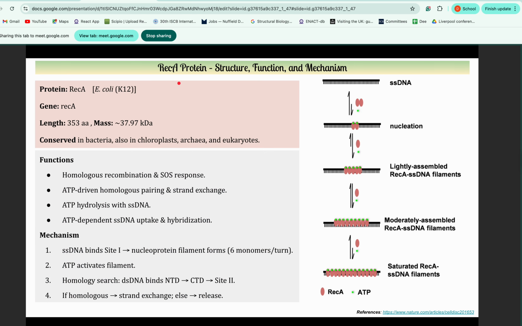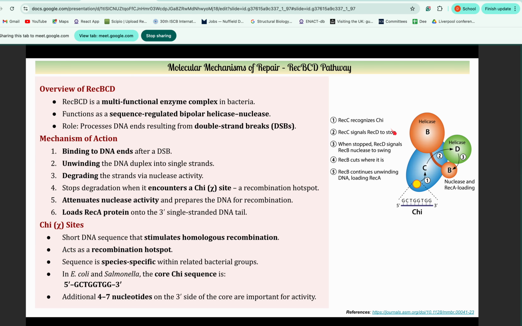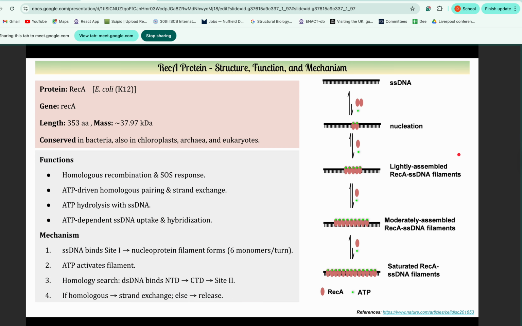Okay, then comes rec-A proteins. So here it was rec-BCD, and then we said that in the end, after the chi site has been reached, it will call the rec-A. So rec-A, this is the length of the rec-A protein, this is the mass, and it is conserved in bacteria. It is also observed in chloroplasts, archaea and eukaryotes. The function of this protein is to bring about homologous recombination and the SOS response.